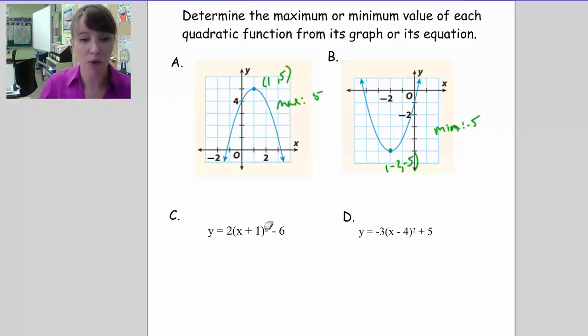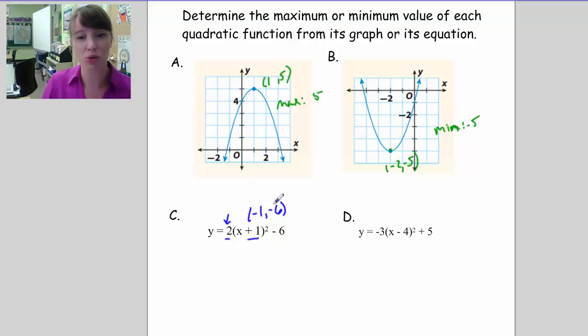Now, C is of the form where we can easily pick off its vertex, right? So when it's in this form, we know the vertex is the opposite of the value inside here for x, and the face value of the value outside, right? Because we know about horizontal and vertical shifts. So here's the vertex. We know that the a value is positive here because this ends up being the leading coefficient.